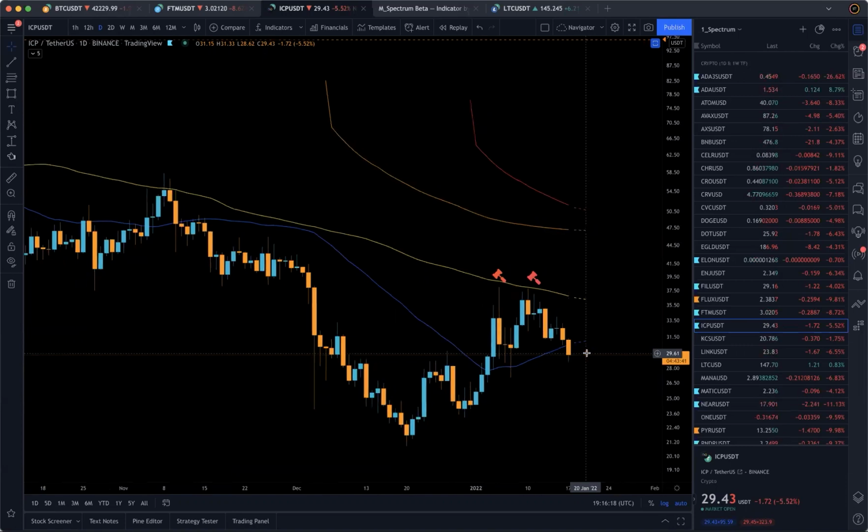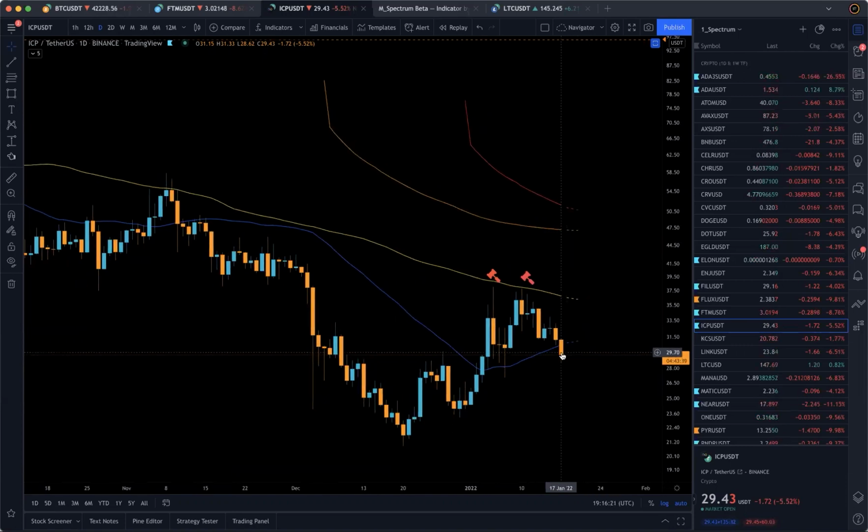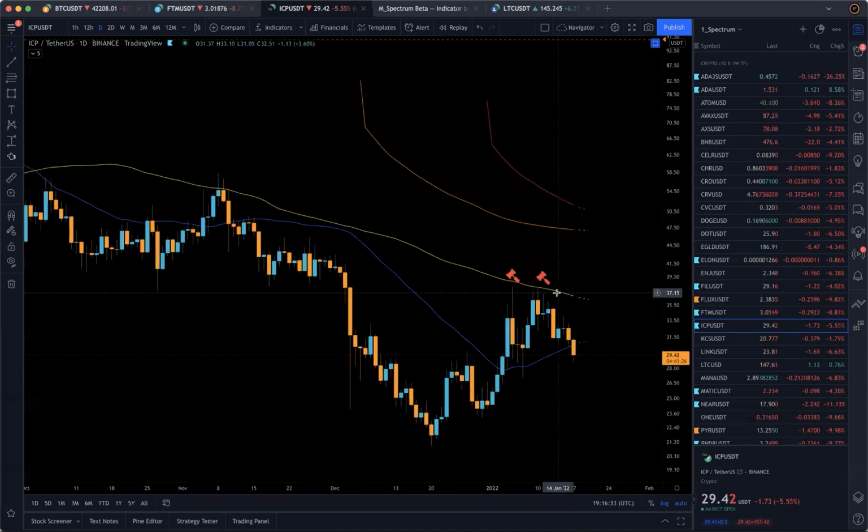So opportunity-wise, of course, above the blue, it has to be above the yellow. Ideally, if it breaks above yellow, then it can fly really high, because there are multiple rejections. If it breaks above yellow, that means it should then go for the orange. It makes sense.